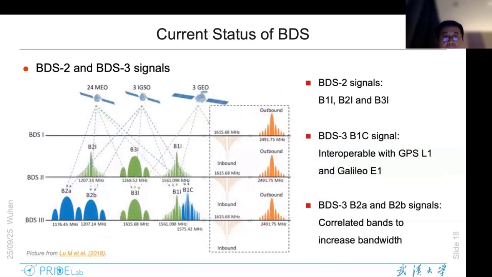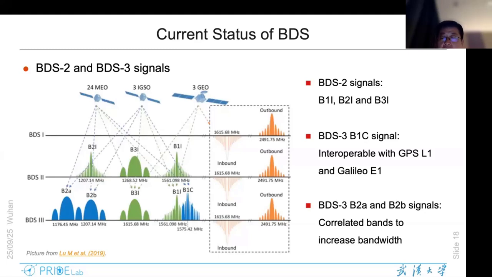All right, so this is the signal structure of the BDS constellations, because we have 2 generations of constellation to be operational in the space. So the signal structure is more complicated. The BDS2 has 3 frequency bands: B1I, B2I, and B3I. When we come to the BDS3 constellation, to maintain the interoperability with the GPS L1 and the Galileo E1, the BDS3 constellation designed a new signal, the B1C signal. In B1C, the C means collaborative or cooperational, which means B1C is fully compatible with the GPS L1 and the Galileo E1, which can improve some civilian applications in terms of positioning precision and reliability.